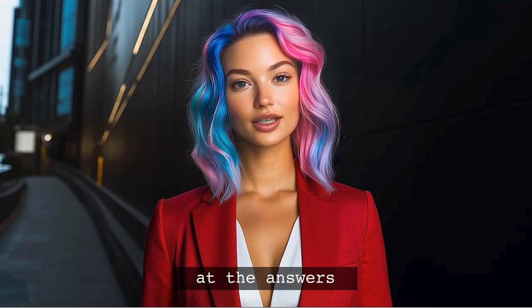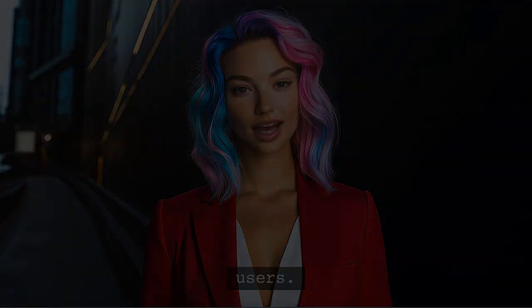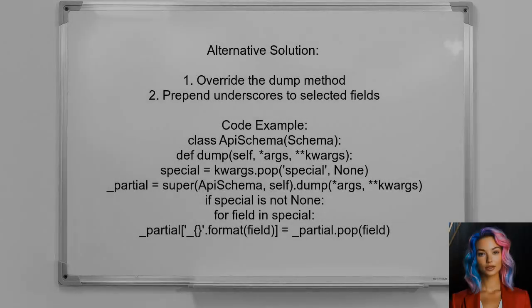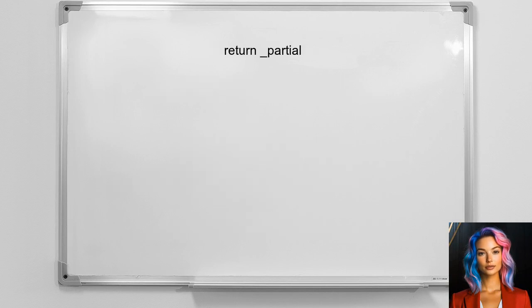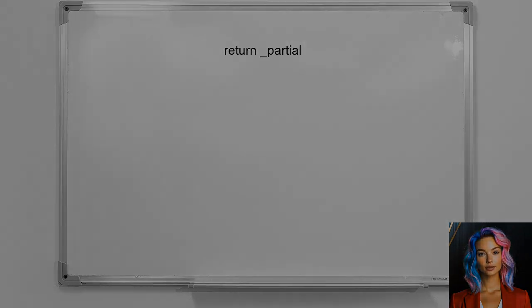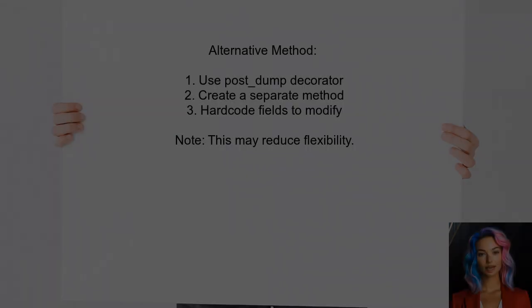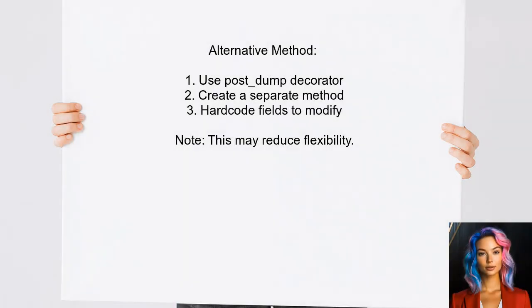Now let's look at the answers provided by other users. One alternative approach is to override the dump method in your Marshmallow schema. This allows you to prepend underscores to specific fields before returning the serialized object. You can also use the post-dump decorator for a separate method, but this may require hard-coding the fields, which could be less flexible.